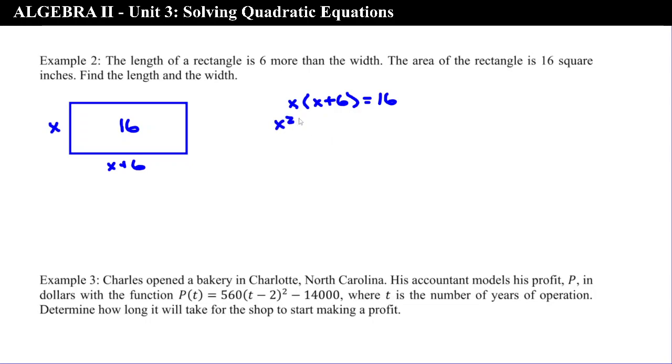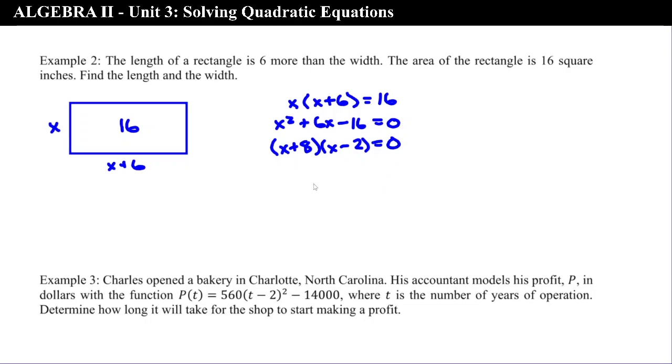Now we're going to just multiply this out, which gives us x squared plus 6x, and we'll go ahead and subtract 16 from each side. And now we have our quadratic equation. Now, would the quadratic formula be a smart idea for this one? Well, it would work, but I'm looking at this and I'm seeing this might be easy enough to factor. Can we find two numbers that multiply to give us negative 16 and add to give us 6? And as it turns out, we can. 8 and negative 2. So we have x plus 8 times x minus 2 equals 0.